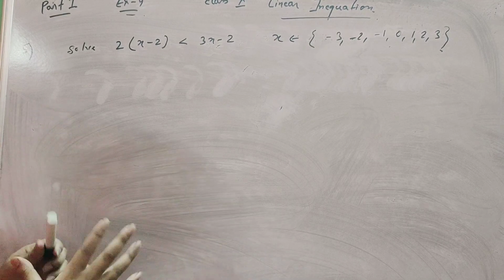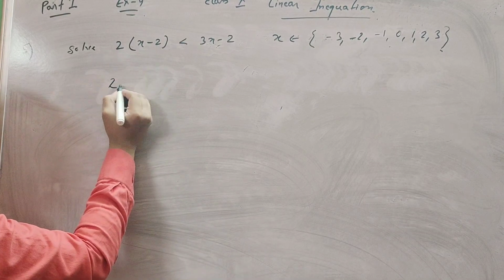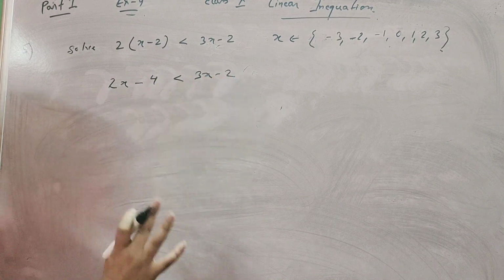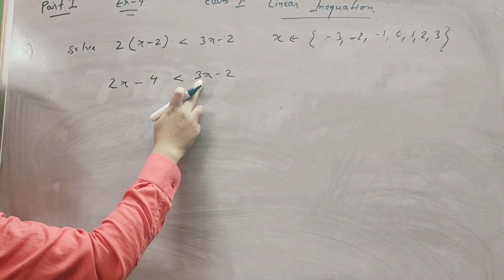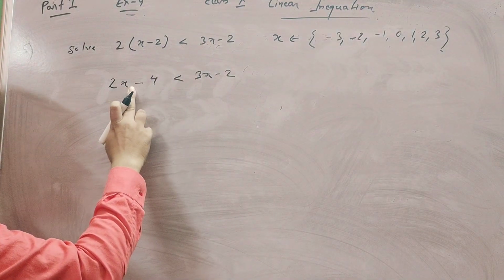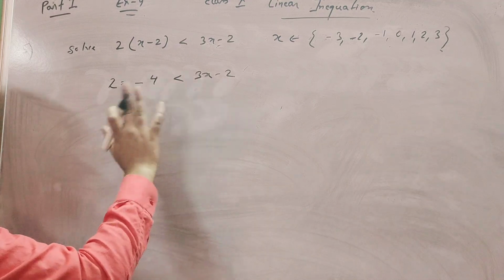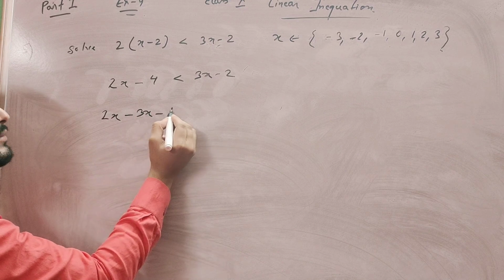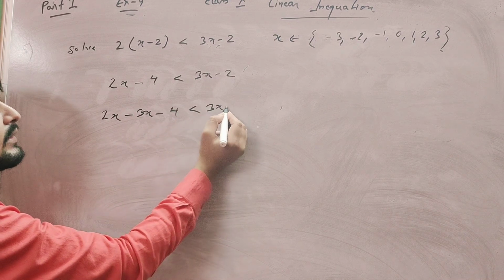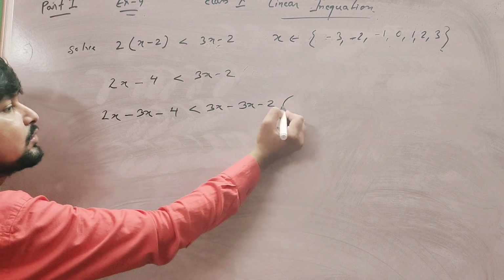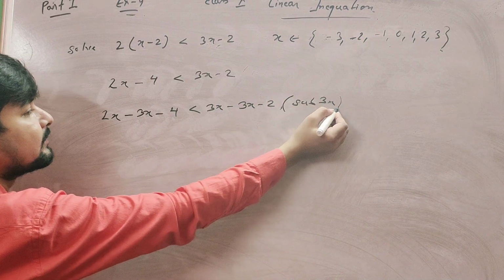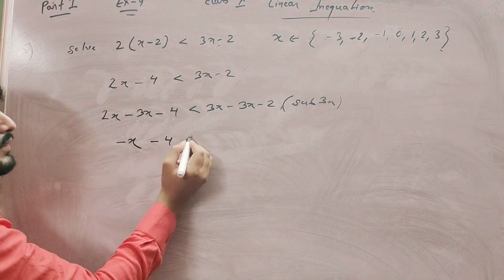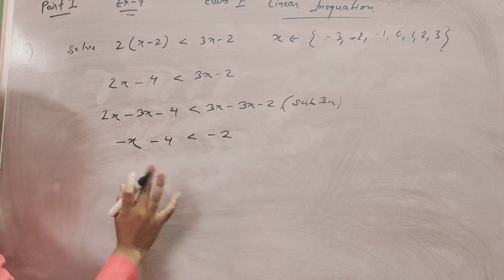First of all, we open the bracket normally. 2 into x, that is 2x, minus 2 2s are 4, less than 3x minus 2. Plus 3x comes this side, that is negative, that is subtract, that means subtract 3x from both sides. So 2x minus 3x, minus 4, 3x minus 3x, minus 2. Done. So 2x minus 3x is minus x, minus 4, 3x cancels, minus 2.